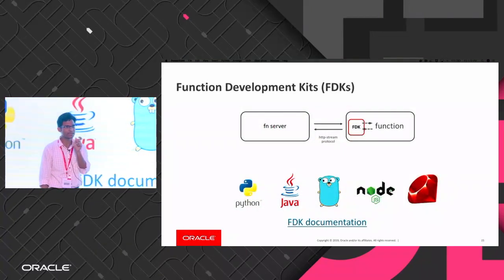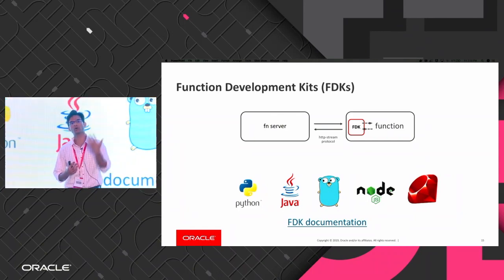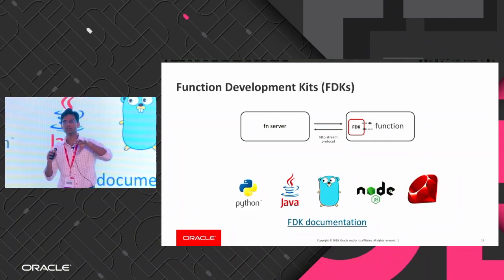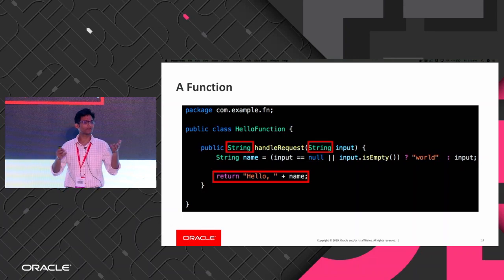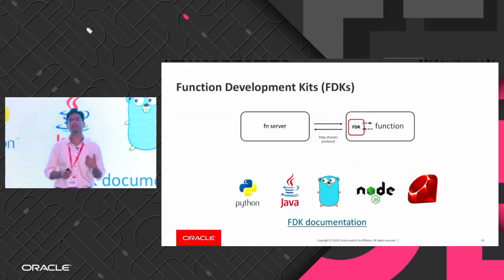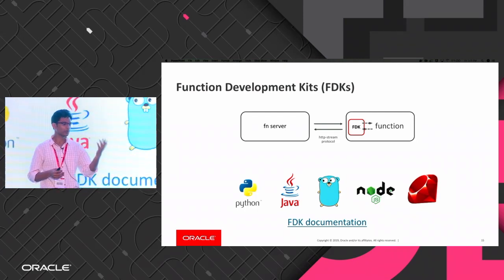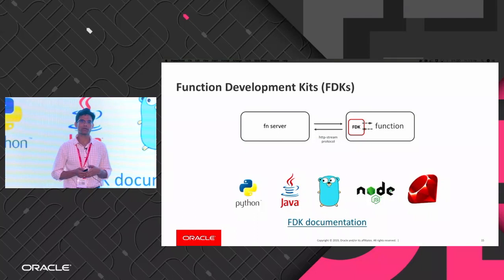I spoke about the FDK. It stands for Function Development Kit. What it does is abstract all the protocol details between the FN server, the server component, and your actual function Docker container. If I go back one slide, you see the string input. This could have been raw bytes, or a POJO, a plain old Java object if you're writing Java, and the FDK takes care of all the heavy lifting. It's that middle component there. We have FDKs in 5 languages as of now, and you can write your own as well because everything is open source. We have Java, Node, Ruby, Go, and Python. Feel free to dive into the documentation and write your own.